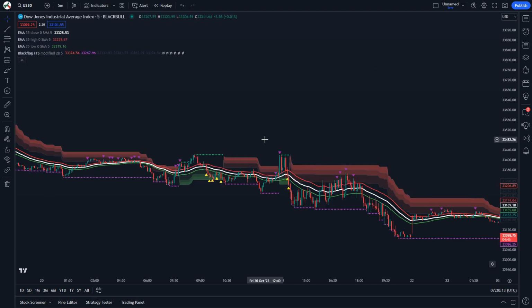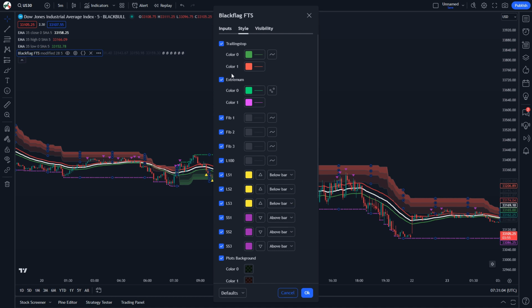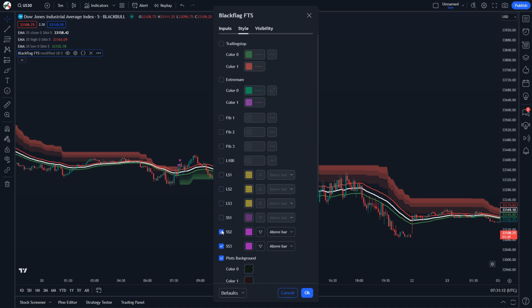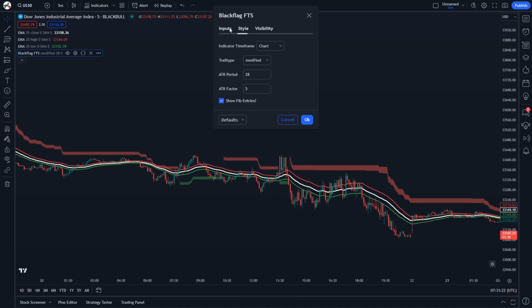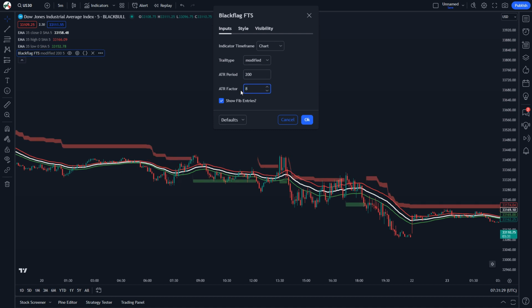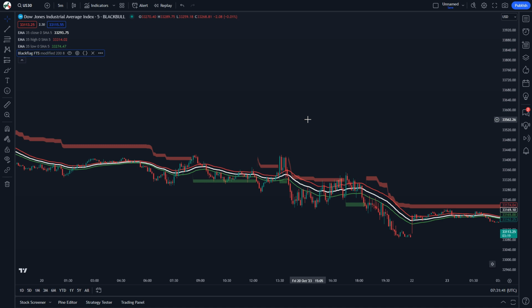Now this is how the indicator looks, and it contains some signals in its own line. To make the most of the indicator, we must open its settings and change some things so that it becomes more optimized and efficient for our strategy. First, in the style tab, we uncheck the sum option. Next, we move to the input section, and from there we change the ATR period to 200 and the ATR factor to 8. Click OK, and now the indicator is ready.